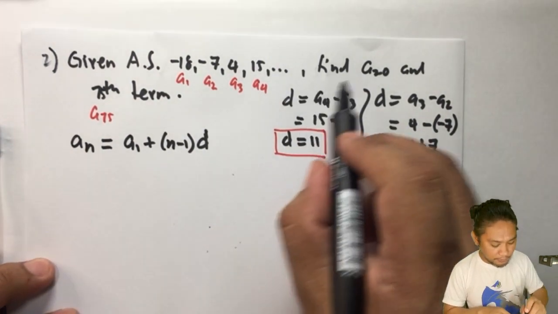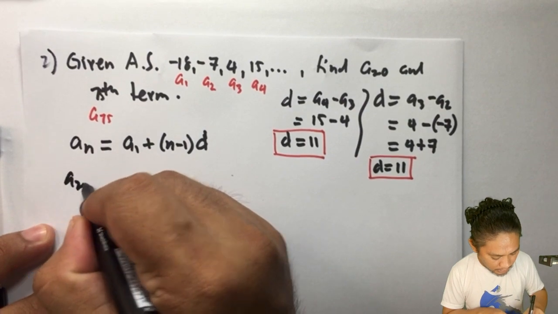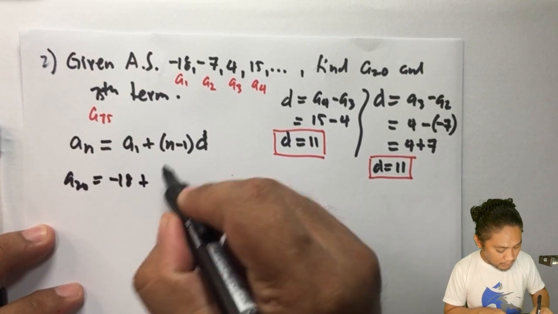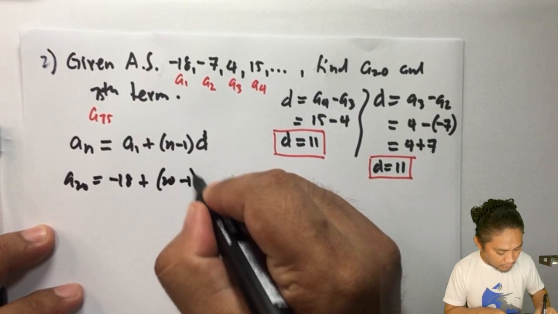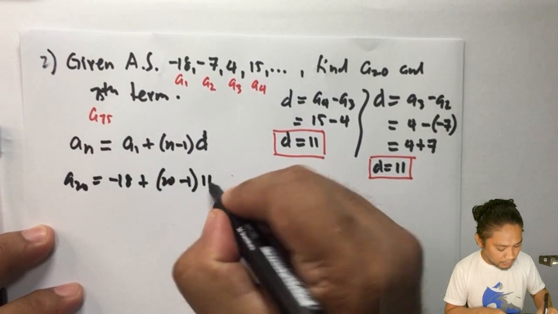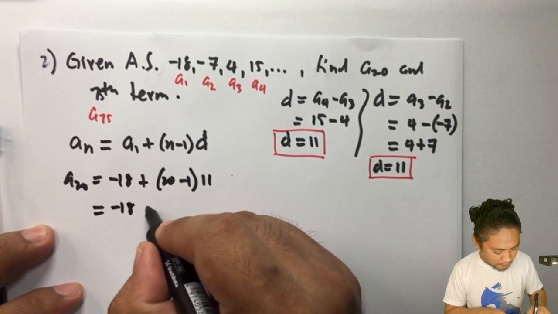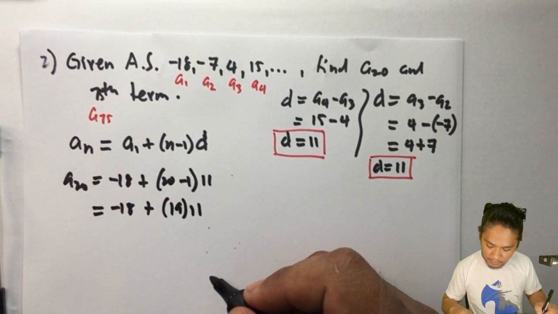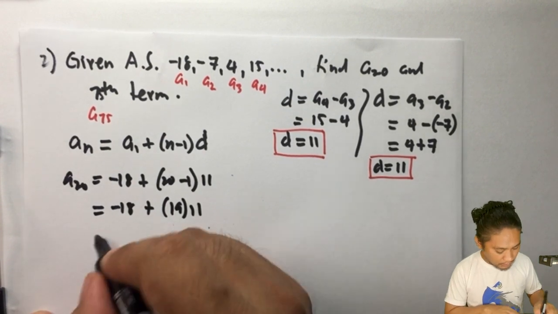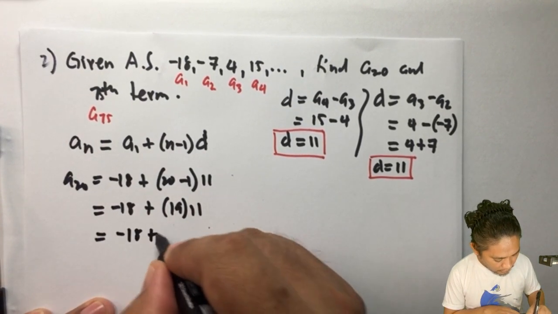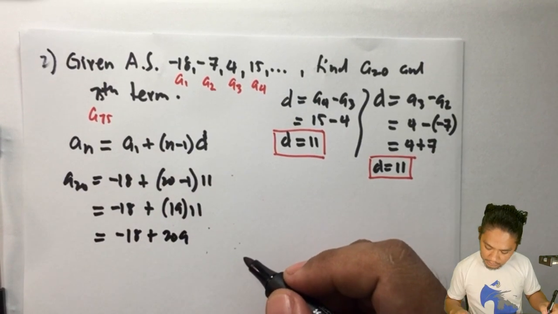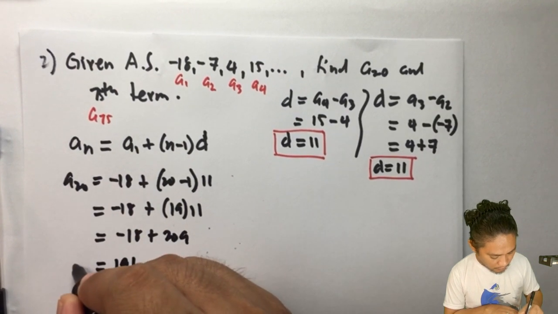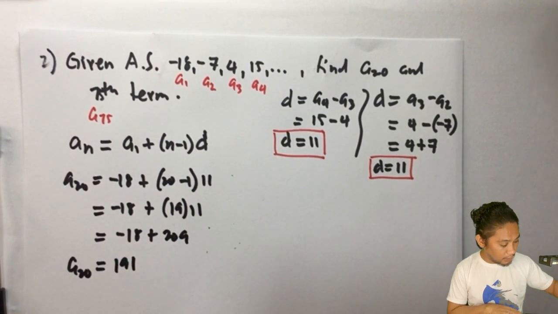So to solve for the 20th term, a sub 20, our first term is negative 18. Our n is of course 20, the 20th term to be solved, and our d is equal to 11. 20 minus 1 is of course 19. 19 times 11, that's 209. And 209 minus 18 is equal to 191. That is our 20th term.